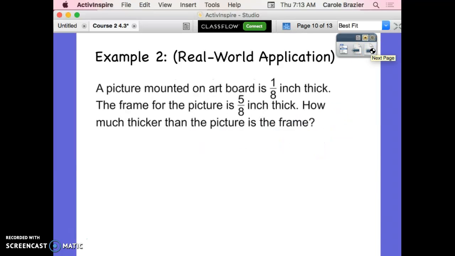Okay, this one, a picture mounted on artboard, is 1/8 inch thick. The frame of the picture is 5/8 inch thick. How much thicker is the picture than the frame? So I'm going to subtract this one. So I'm going to do 5/8 minus 1/8. Okay, so 5 minus 1 would give me 4 divided by 8, and to reduce this I would get 1/2. Okay, so it's a 1/2 inch thicker than the frame.